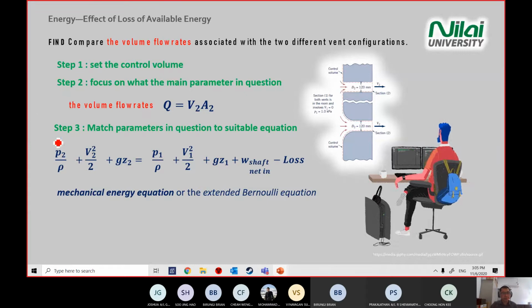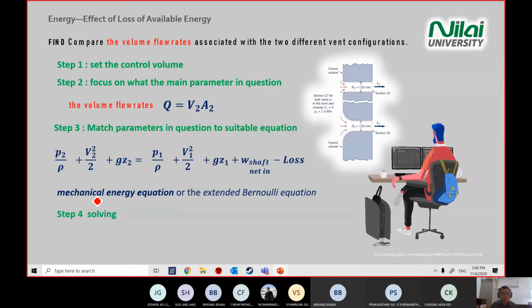All right. So again, write the mechanical energy equation, which is P divided by rho plus velocity squared divided by 2 plus gravity acceleration times the elevation. Then on the right hand side, you copy the same, only change it to inlet 1, and then plus the shaft work minus the loss. Right. This equation is the application of the mechanical energy equation. So you copy this equation, then later we will dissect the question accordingly.